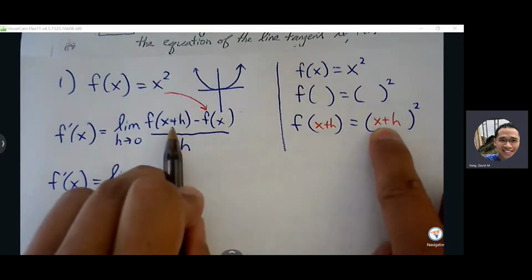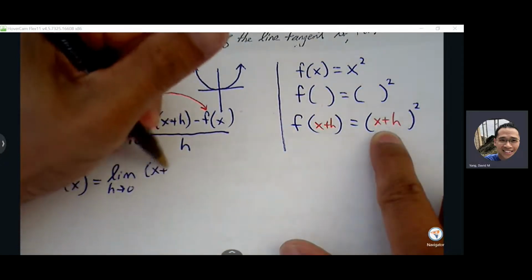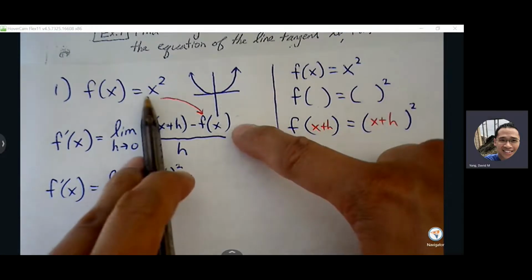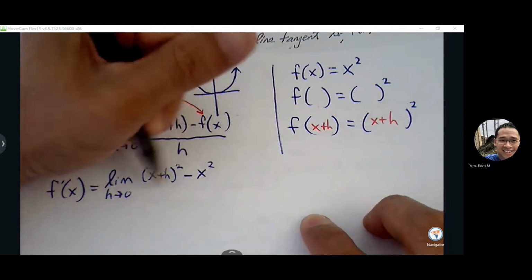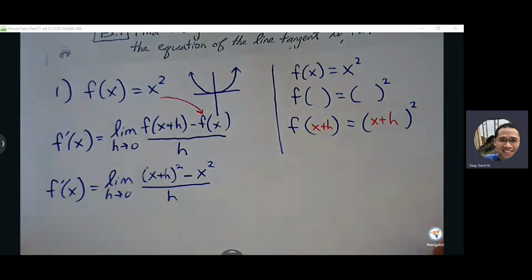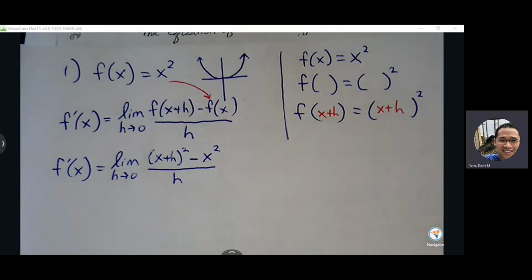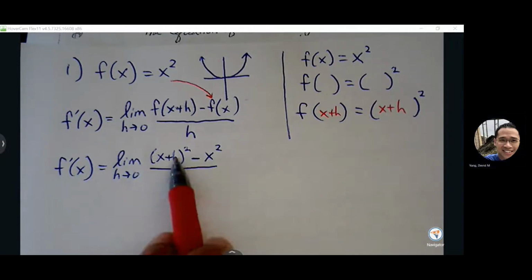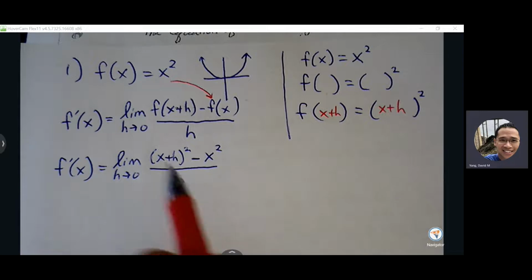f of x plus h gets replaced with x plus h quantity squared, minus what? Minus x squared. That's the easy substitution. All over h. Okay, so this is a limit problem, so let's go back to think about unit one. If you see a limit as x approaches a real number, or sorry, in this case, h approaching the real number, what's the first thing we do? Yeah, replace every h with zero and see what happens. So what happens when I plug in zero for h?